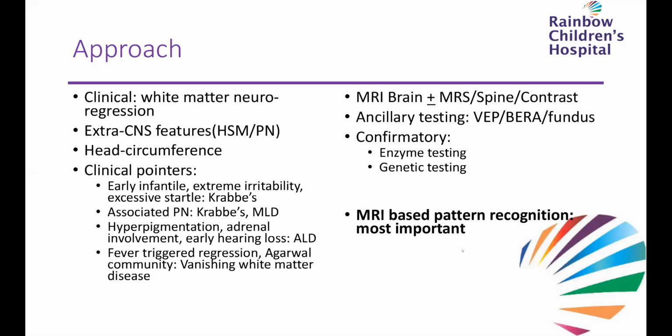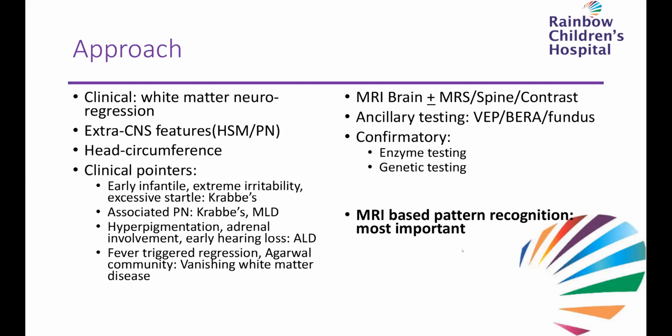Now the main investigation that we want to do is MRI brain, usually with contrast if required. If we clinically suspect, we can also do MRS and spine MRI. Ancillary testing to look for additional organ involvement, like VEP, BERA, fundus, gives us additional information as to what may be the underlying diagnosis. Confirmatory testing is either enzyme testing, and finally what we usually do these days, genetic testing. So the major approach for these disorders after the clinical pointers is the MRI-based pattern recognition approach, which is the most important.